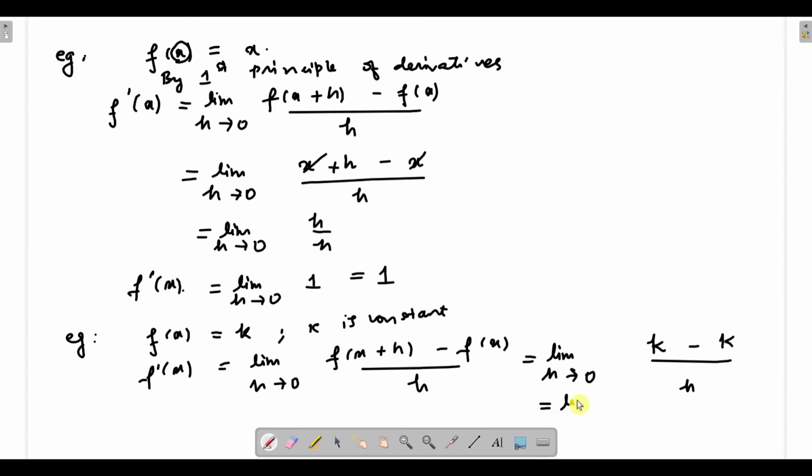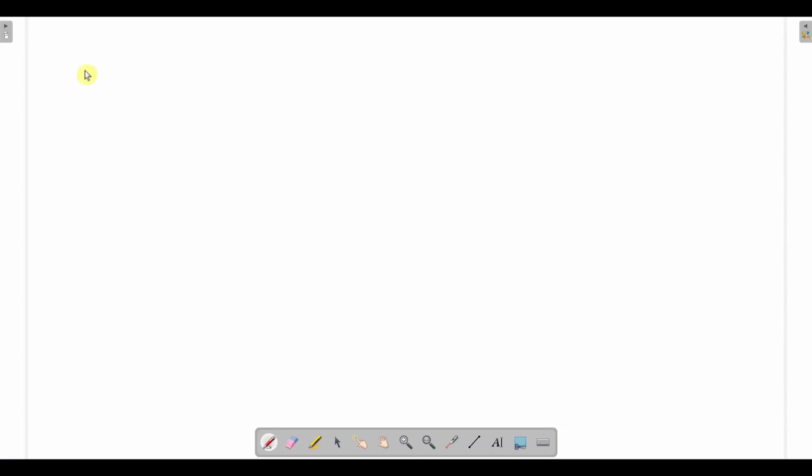So this will be equal to limit h tends to 0 of 0 by h, right? And that is nothing but limit h tends to 0 of 0, which is 0. So the derivative of a constant function is 0. Right, now let us go further and look at the algebra of derivatives.